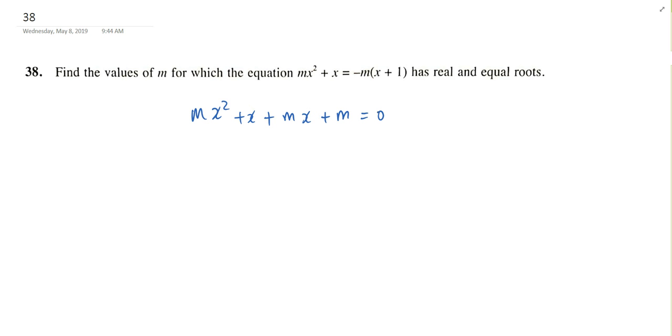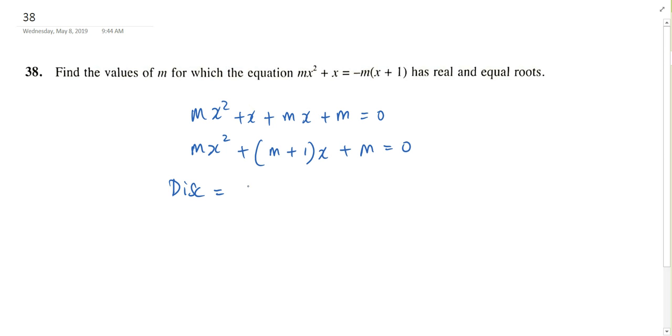Discriminant, what is the discriminant over here? Can you write down the discriminant straight away? What must you do in order to find the discriminant? Okay, so we get mx squared plus (m plus 1)x plus m equals to 0. Then what do we do? Okay, write down discriminant equals to, tell me what is the discriminant?